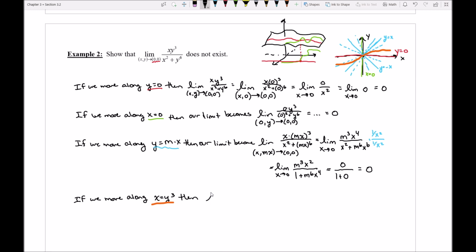Well, in this case, notice what's going to happen with the limit. I have a limit, at this point, I'm going to replace x with a y to the third, and I'm still going to have y, and that's going to approach 0, 0. And then that means that in here I'm going to have a y to the third times y to the third for the numerator. In the denominator, I'm going to have y to the third being squared plus a y to the sixth.